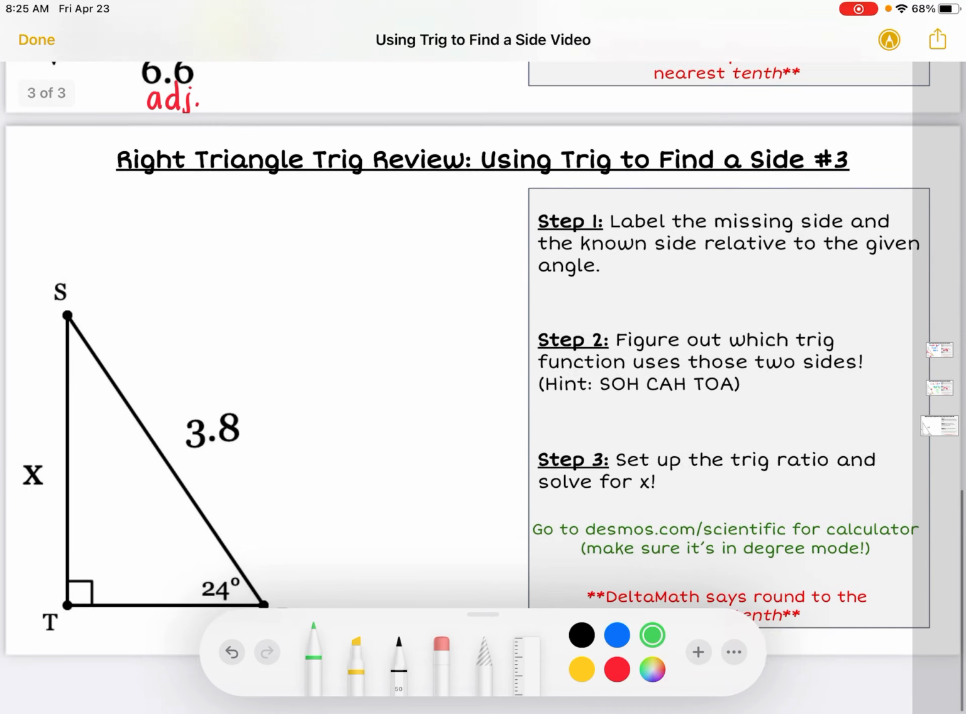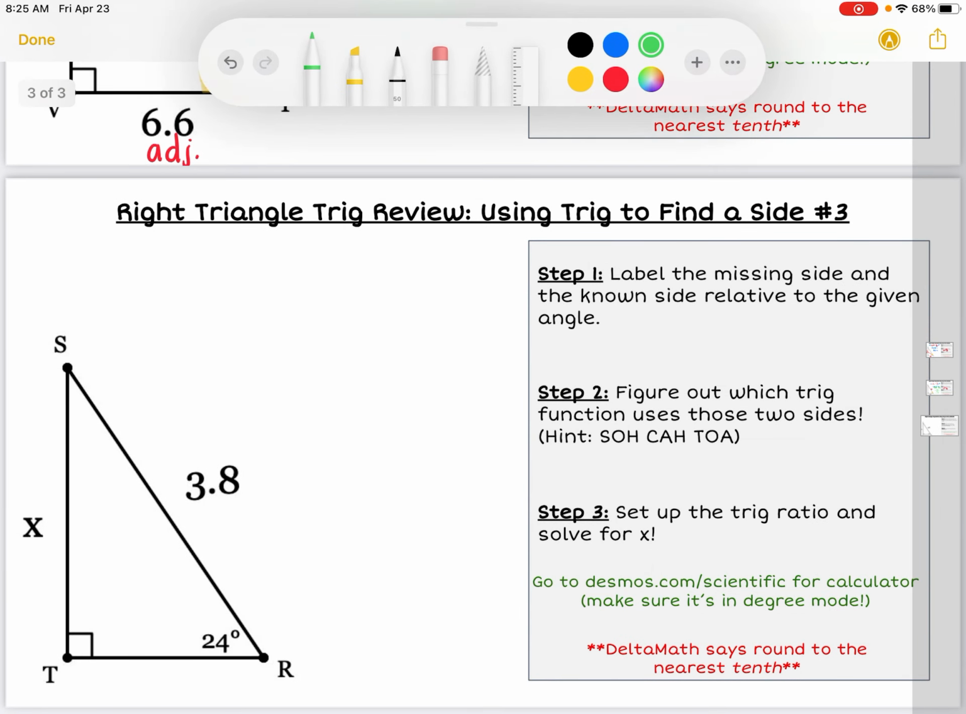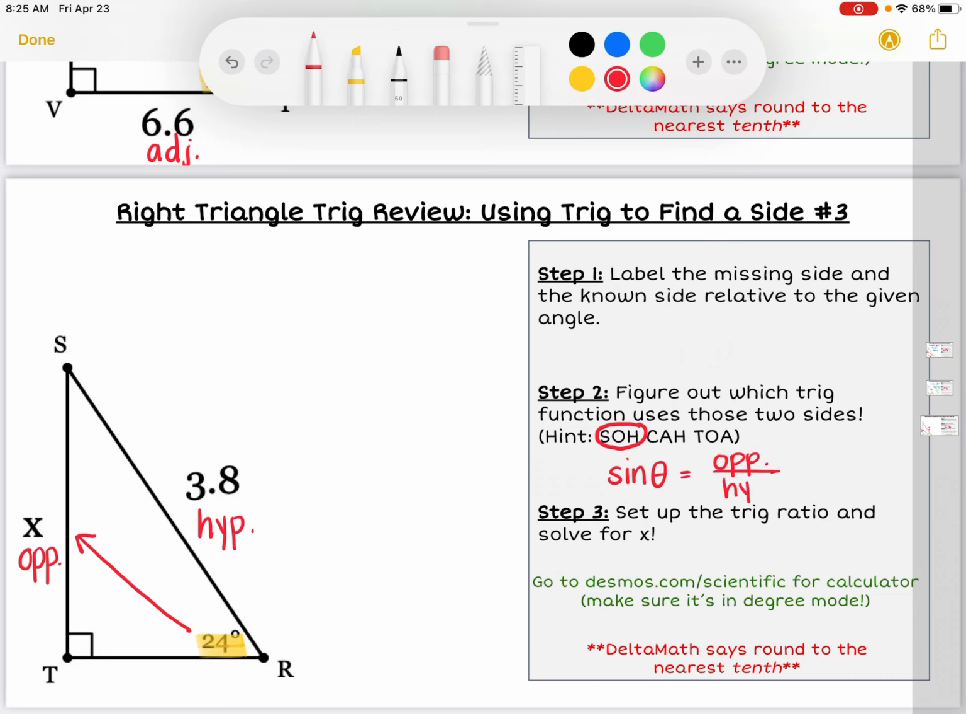Let's do one more. So for this triangle, we are given the angle R, which is 24 degrees. And let's label the side we're looking for, X, and then the side we've been given, which is 3.8. So the side we're looking for is right across from our angle. So that means it's the opposite side. And then the side we've been given is the long diagonal side, so that's our hypotenuse. So we need to pick the trig function that uses the opposite and the hypotenuse. So O and H, that's going to be SOH, and the S stands for sine. So we're going to be using sine of our angle equals the opposite over the hypotenuse.